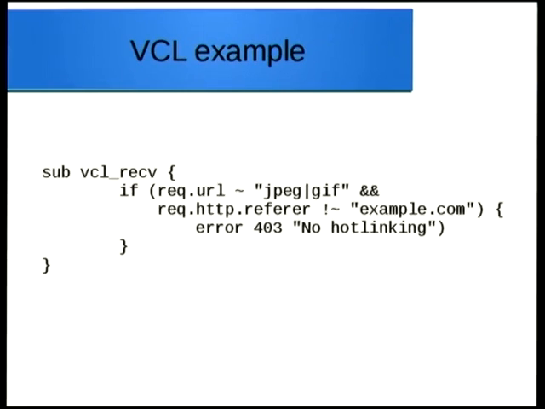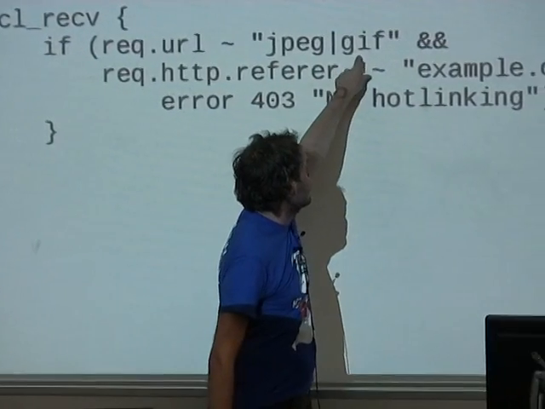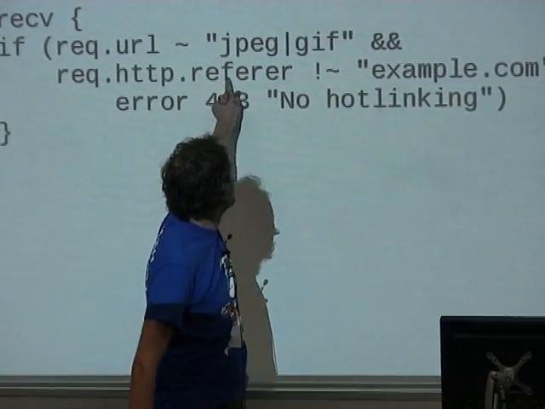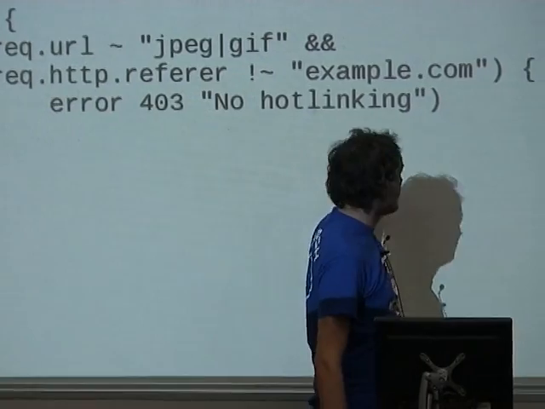So, a small example of an ACL. This was one of the first examples posted to the wiki, from somebody who used Varnish very early on to prevent hot linking. They didn't want people linking to their images. And the way they do that is with VCL receive, which is the first function that runs. If the URL regex matches JPEG or GIF, and the referer is not example.com, return an error.